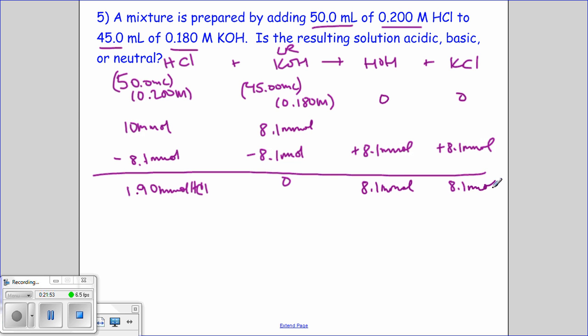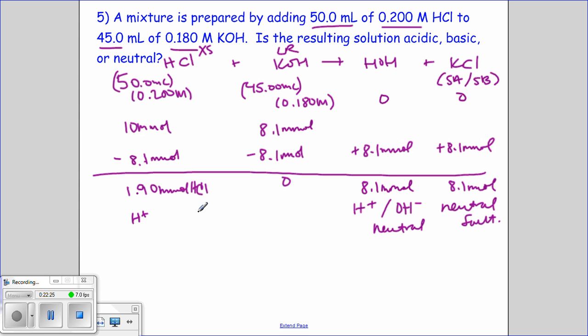Now, KCl does not contribute to our pH at all, because both of these are coming from a strong acid and a strong base, so this is a neutral salt, so this isn't going to sway it either way. Water has both H pluses and OH minuses in it, so this is also neutral, so it's not going to sway it either way. However, you have H plus left from the reactants. It's our excess reagent, so HCl is our excess reagent. So it's definitely going to make our situation acidic.